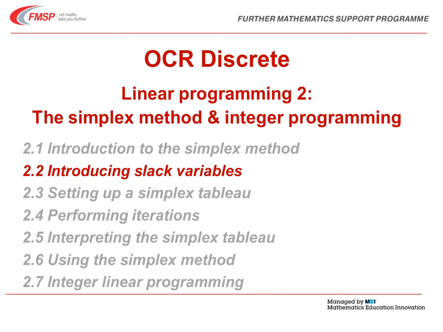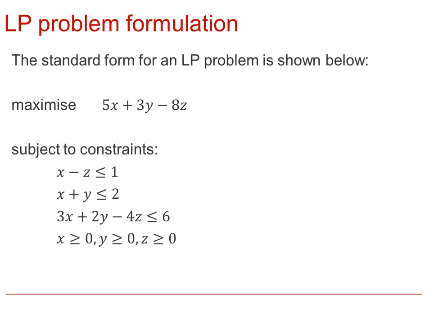Hello, this is the second video of the Linear Programming 2 series on the simplex method and integer programming for OCR Discrete Further Mathematics, and introduces the idea of slack variables used in the simplex method. The standard form for a linear programming problem is shown below, with the objective function as being maximize 5x plus 3y minus 8z, and the constraints, which are inequalities, and noting the non-negativity.